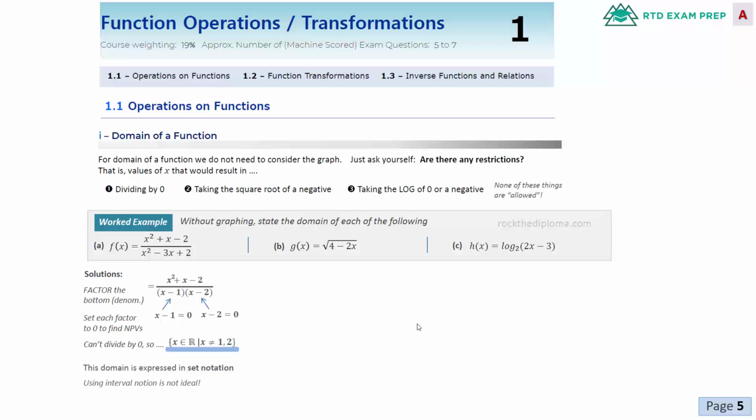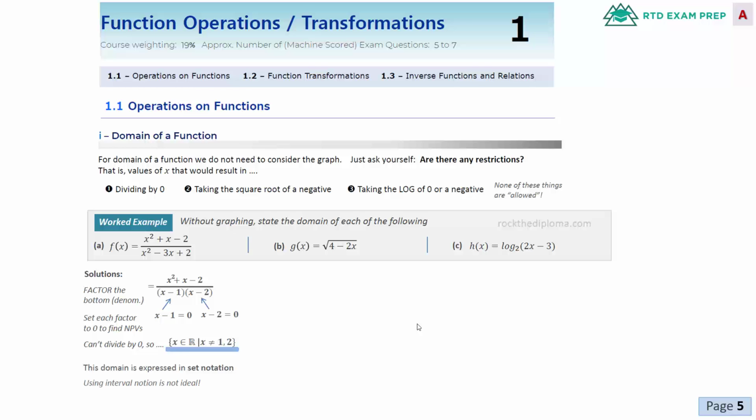In part A, we are given a rational function. The denominator divides into 2 factors, x minus 1 and x minus 2. This means if x were 1 or 2, we would have a division by 0. So 1 and 2 are non-permissible values and must be excluded from the domain.